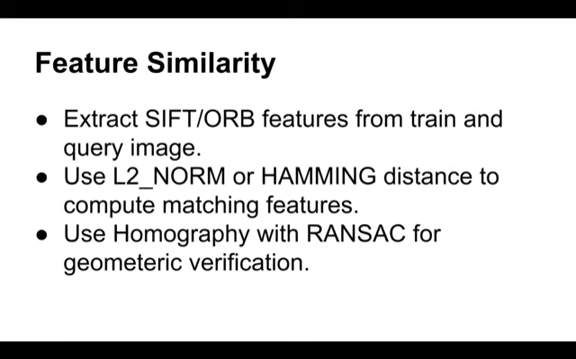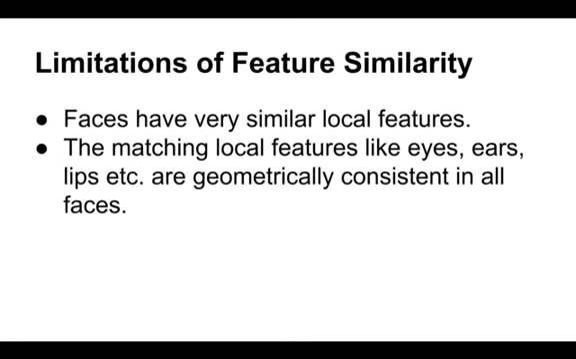Some of the problems with following this process are, first of all, the faces have very similar local features like the corners around the eyes, corners around the lips, hairs, etc. And the second problem is that if you take these similar features and do geometric verification, they turn out to be homography friendly because most people have very similarly placed local features like eyes, ears, lips, etc.